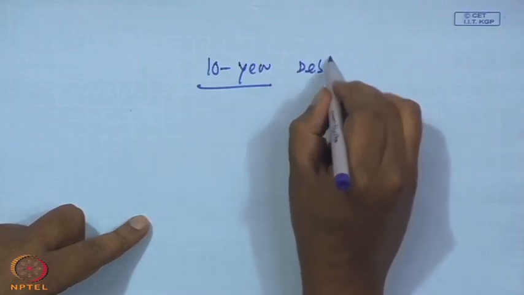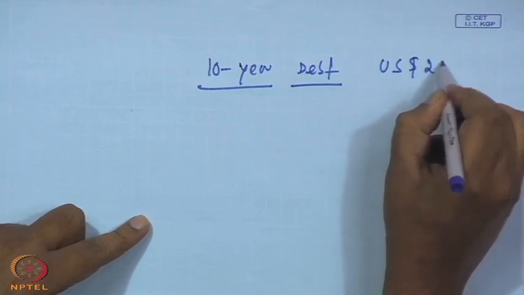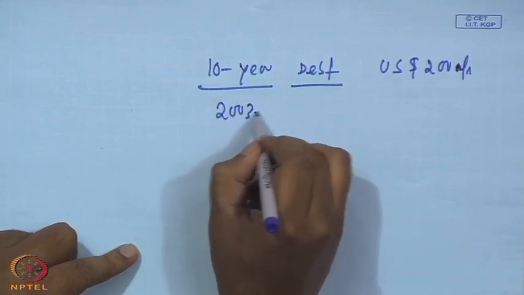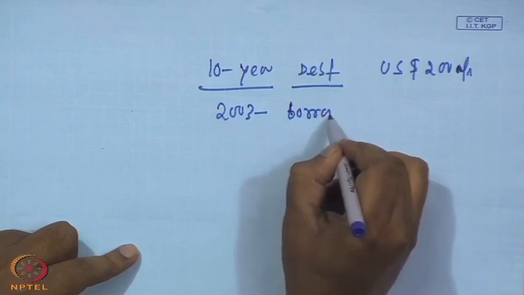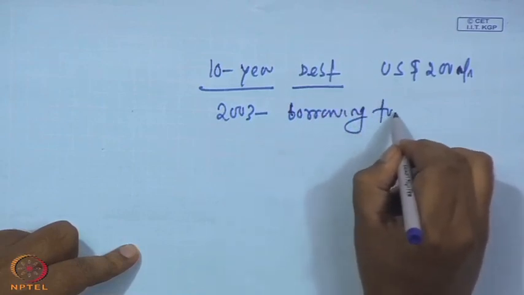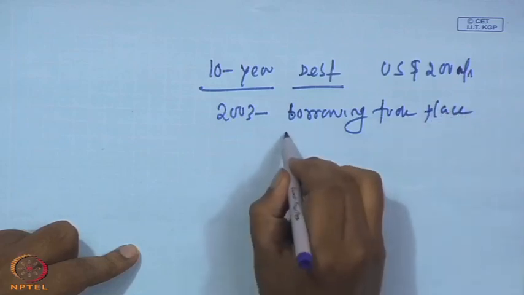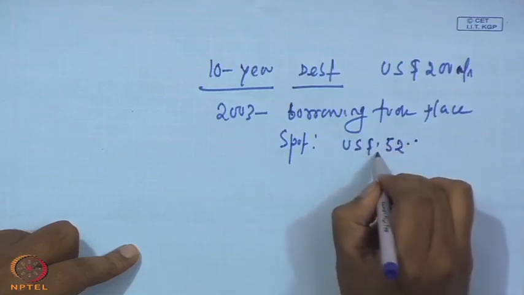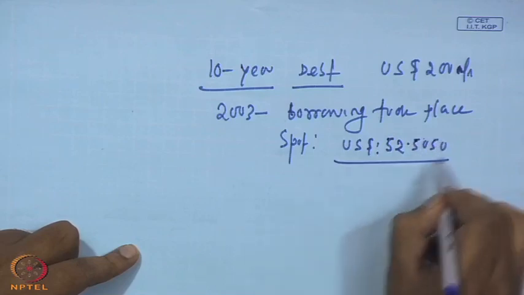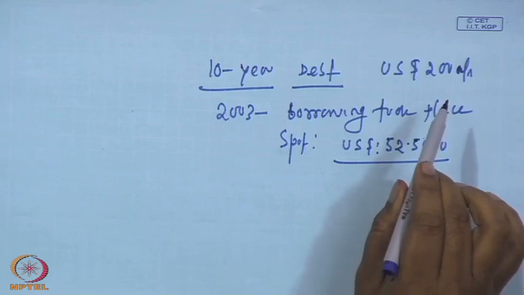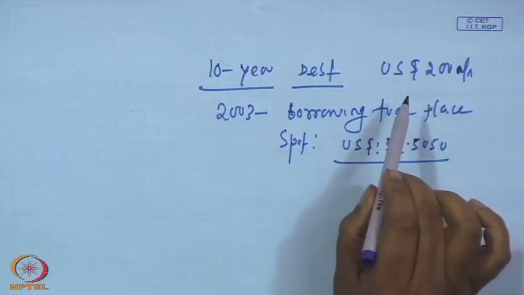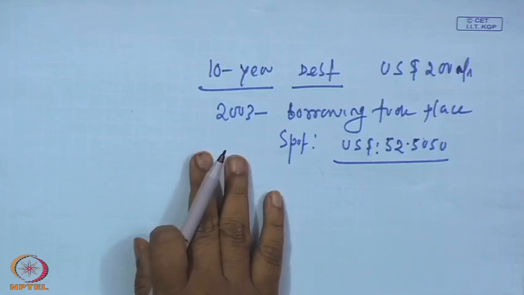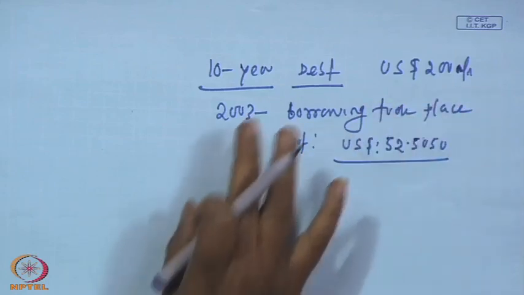A 10 year debt borrowing or commercial borrowing involving US dollar 200 million. And then in 2003, when the actual borrowing took place, at that time the spot rate was 52.50. At this rate the Indian company got the $200 million, and he is supposed to return the $200 million after 10 years, that is 2013.